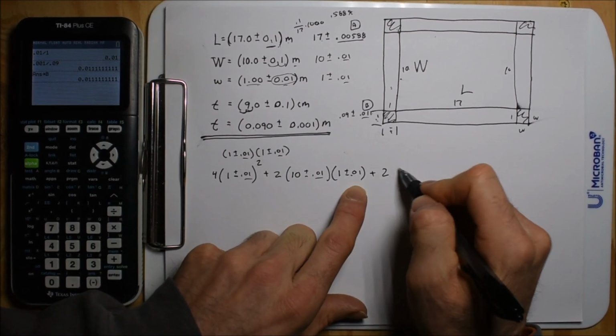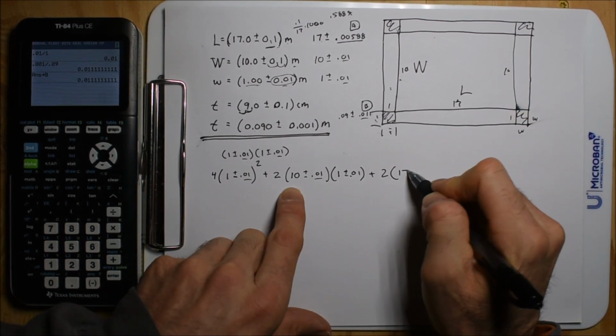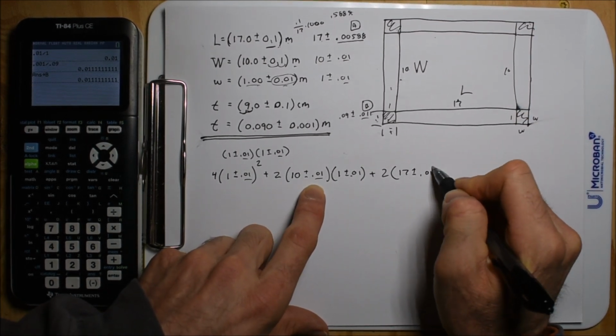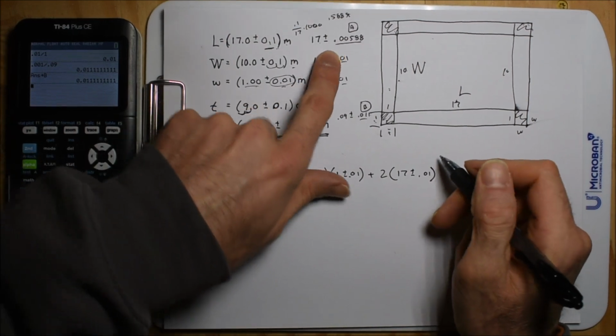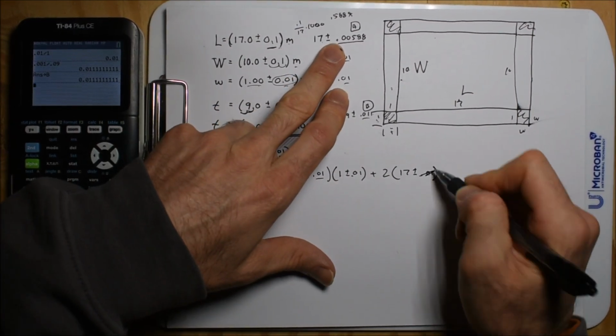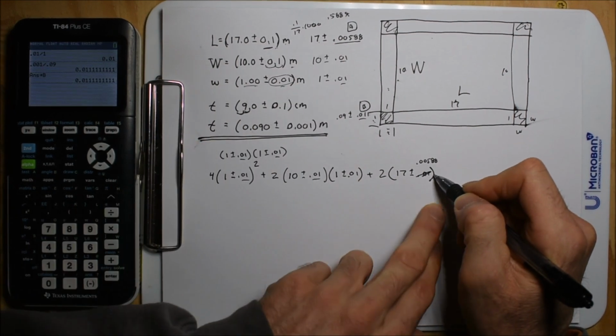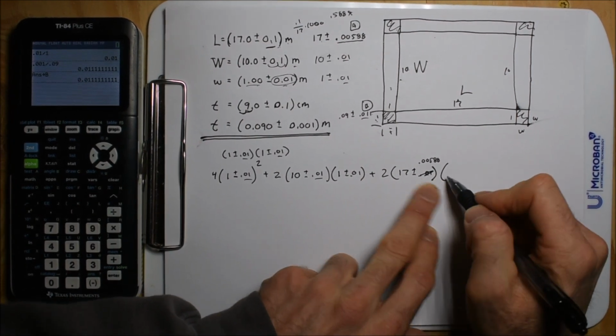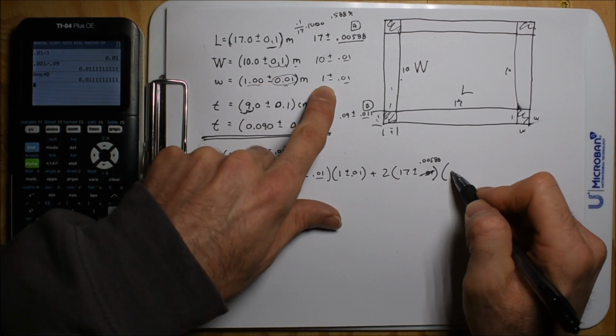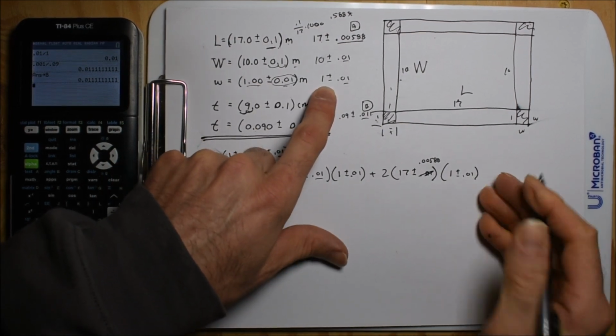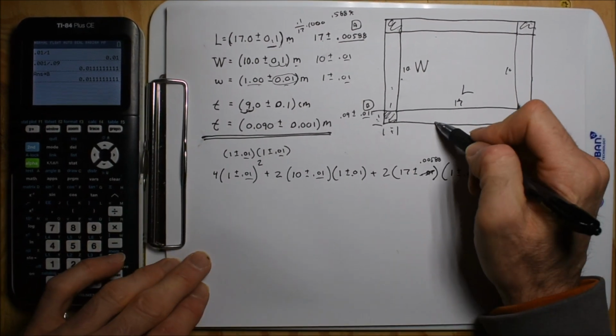Okay, and then we got 2 of the 17s. So we got 17 plus or minus 0.01. Oh, no. This uncertainty was 0.00588. That's crazy. Okay, and then we got to multiply that by the 1, 1 plus or minus 0.01. Okay, we're done. That gives us the area.